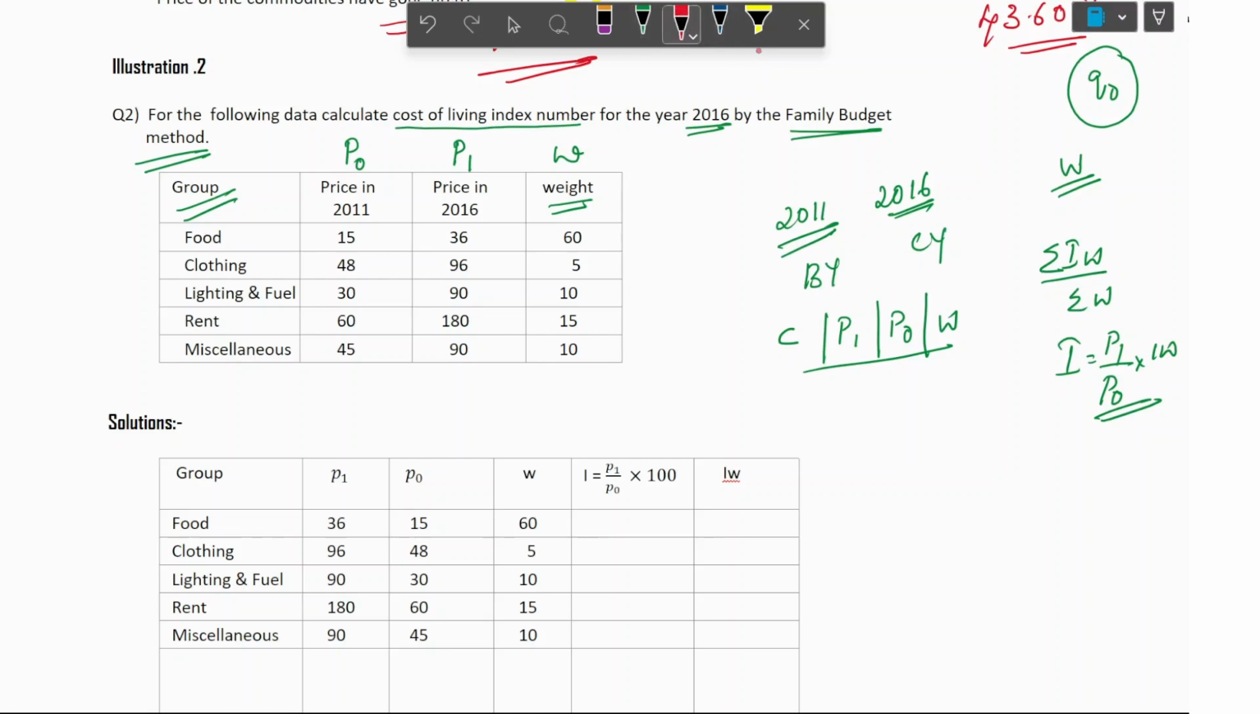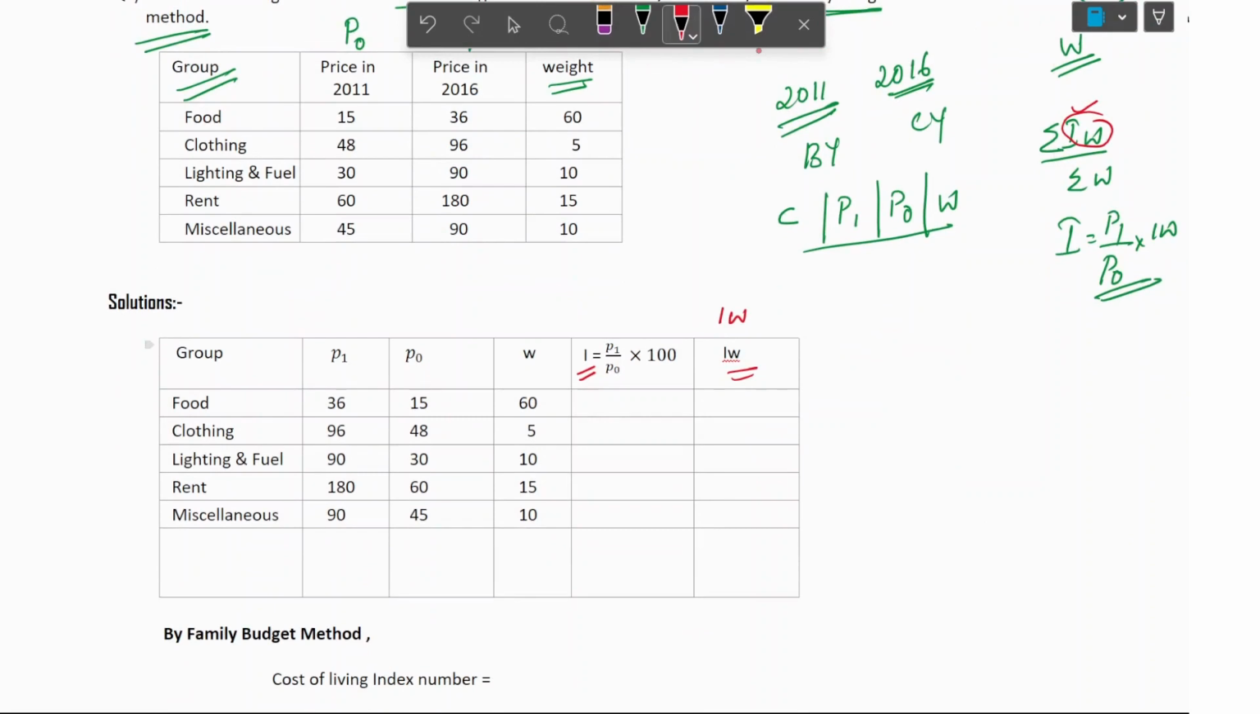Therefore, here first you need to calculate I, then you need to calculate IW. So you will create an extra column, that is I. What is I? P1 divided by P0 into 100. That means you need to calculate I for each and every item, that is current price divided by base price into 100. And the next column is I into W. Therefore, first copy from the question, that is P1, the price in 2006. I have copied the values, and P0 again I have copied, and W also I copied.